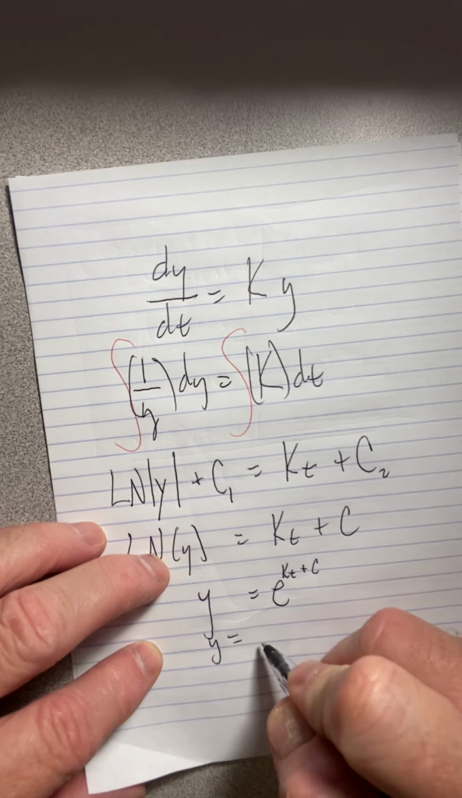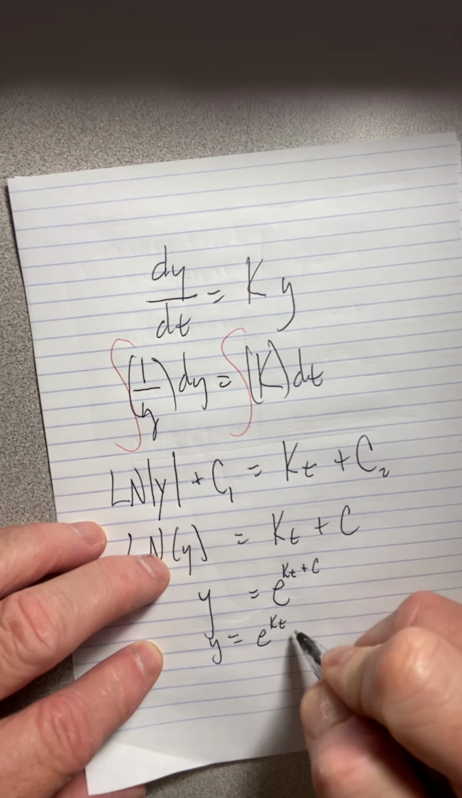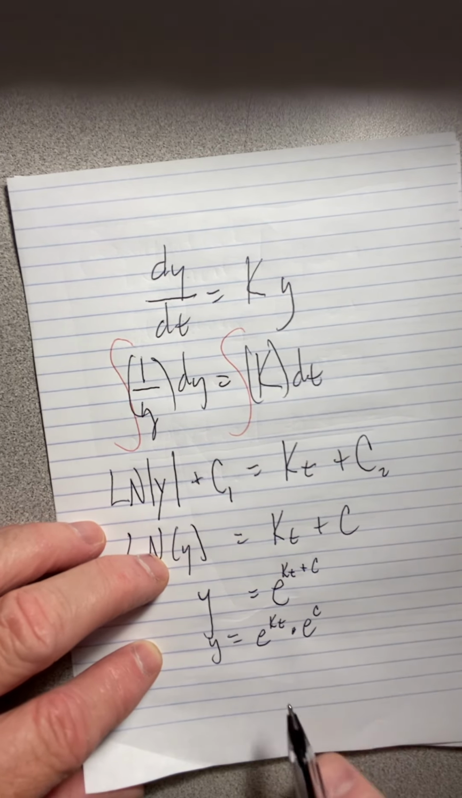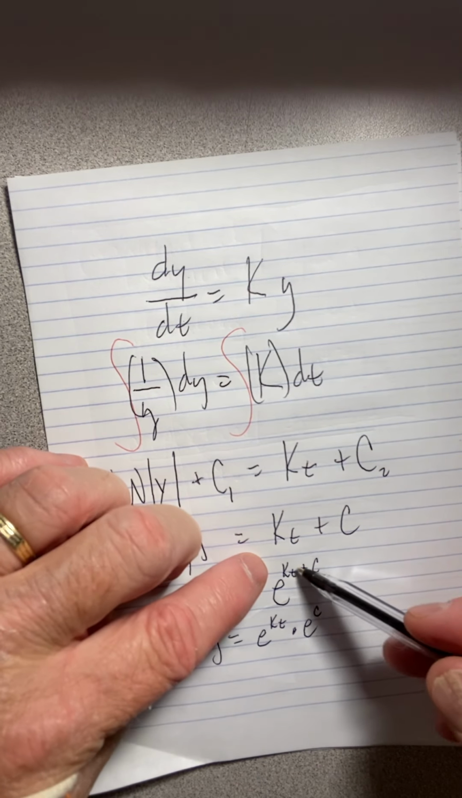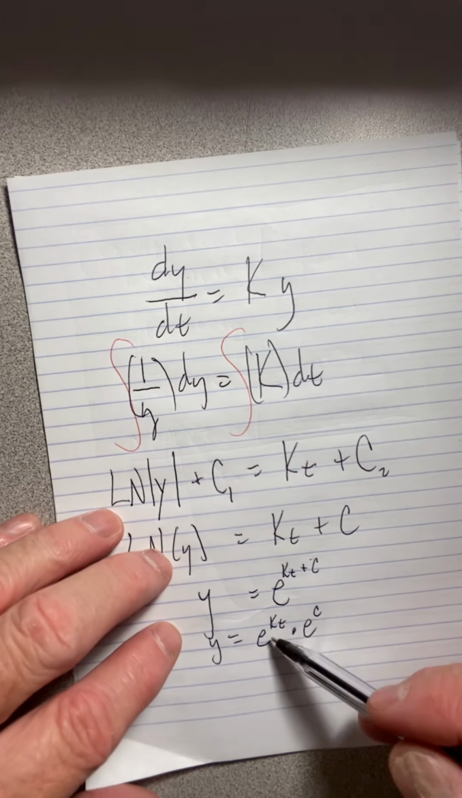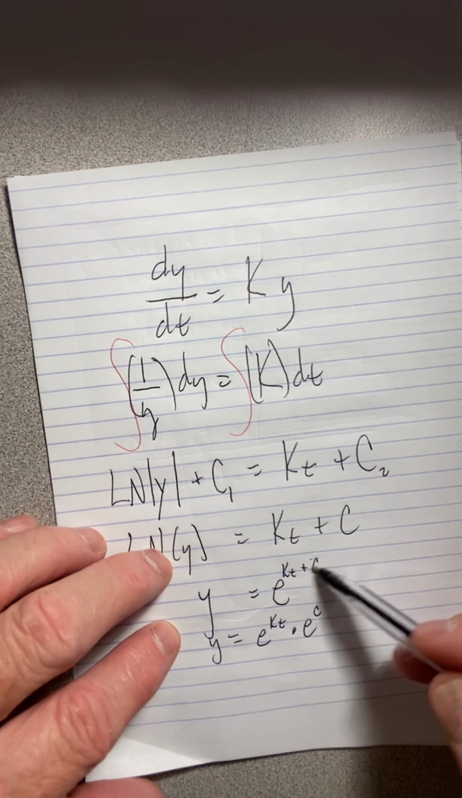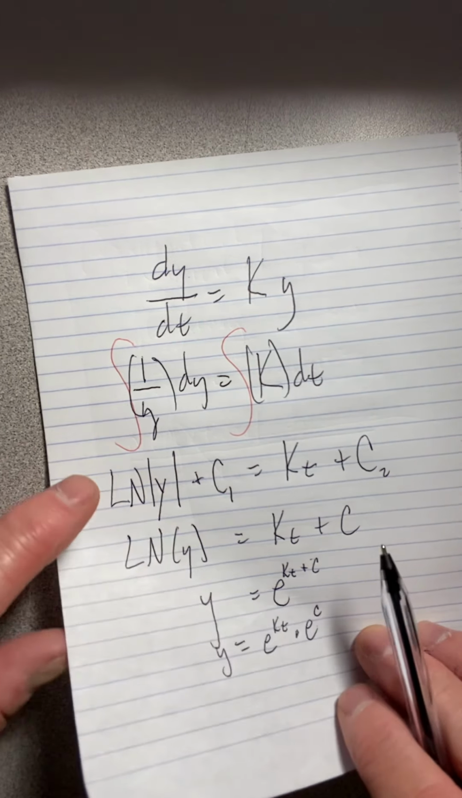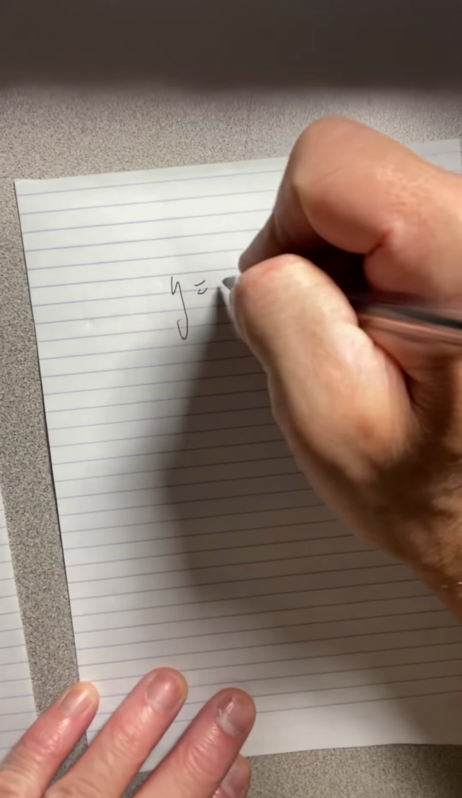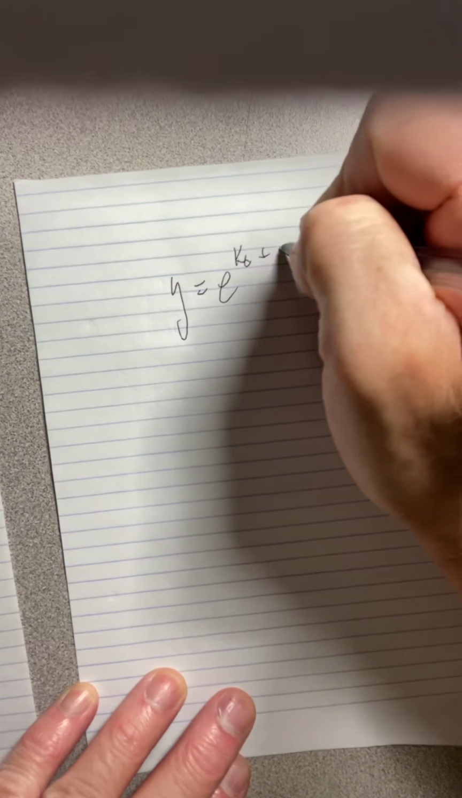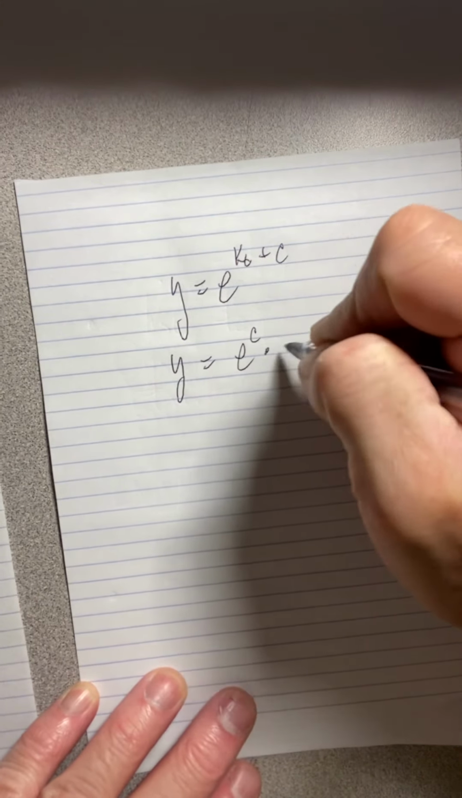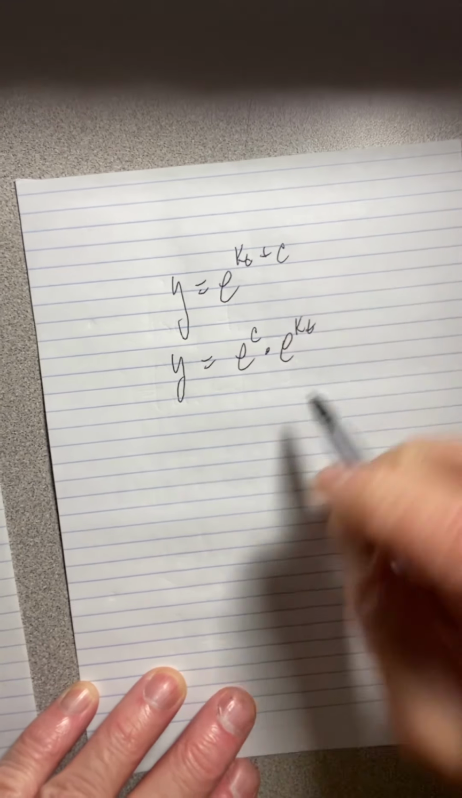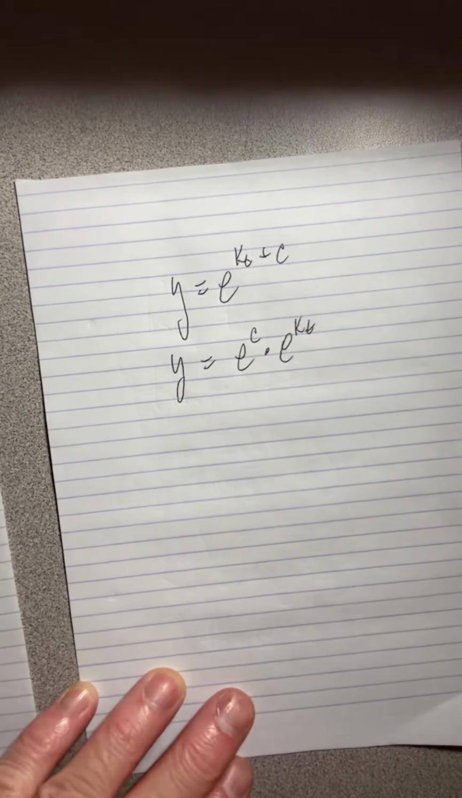I'm going to say this is e to the kt times e to the c, because if you have like bases, you add the exponents. So if I have a sum exponent, that means there must have been 2 bases multiplied together to get that. So I can rewrite it like this. I think I'm running out of room, so we'll go to another sheet. So what I had was y equals e to the kt plus c, but I rewrote that as e to the c times e to the kt, because if they're like bases, I could add the exponents and get back to there.